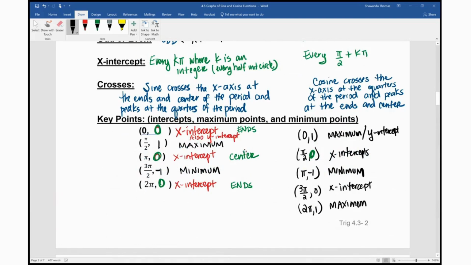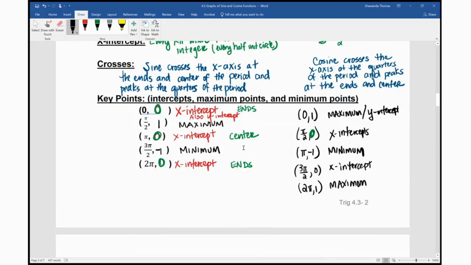All right, we're moving on. Any questions about intercepts, maximum points, and minimum points? They are referred to as the key points or the critical points in this section. So key points are the intercepts, the maximum points, and the minimum points.